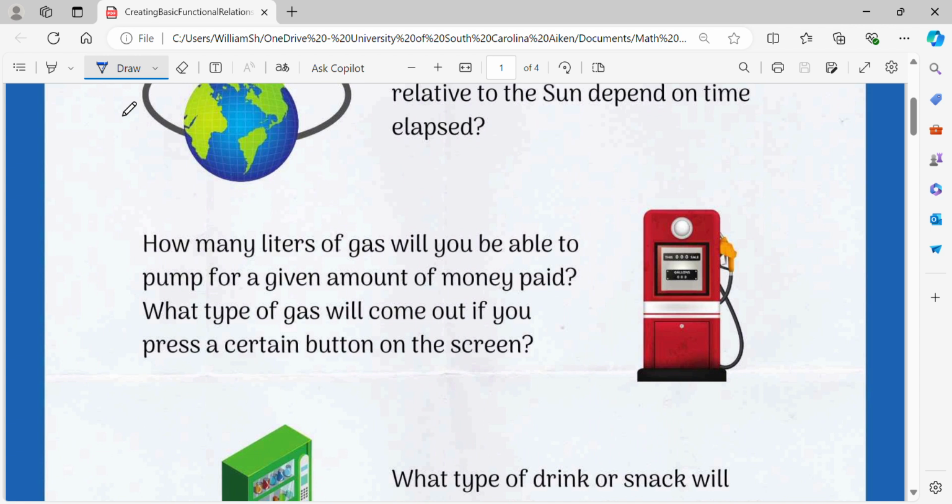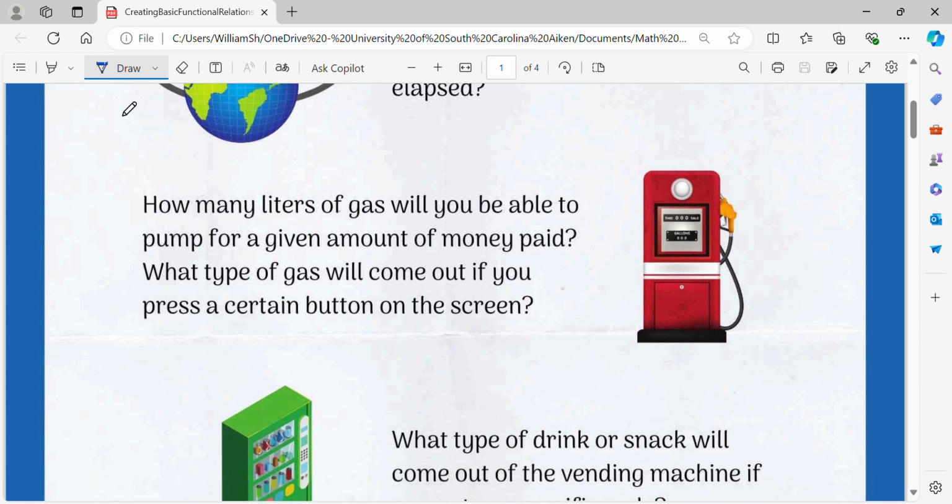Here's one that we might be a little more familiar with. It says, how many liters of gas will you be able to pump for a given amount of money paid? What type of gas will come out if you press a certain button on the screen? Now, we don't do liters here. We do gallons, but same principle, right? If you go up to the gas pump and you have 20 bucks, you can calculate with a formula, with a function, how much gas you can get for that $20.